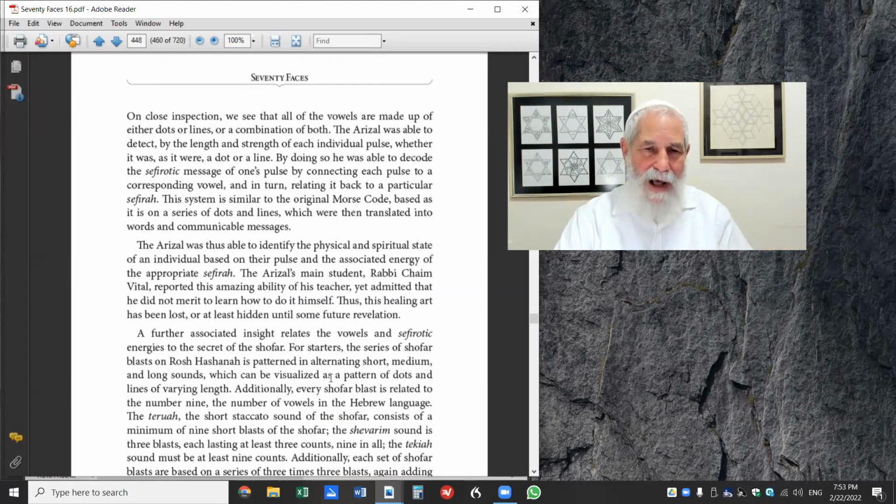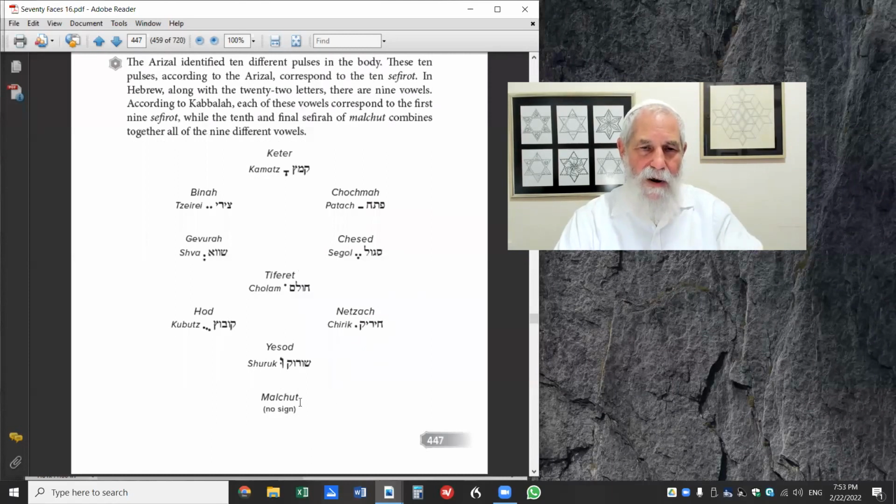So here are the 9. Malchut has no sign here, but it's really that all of the vowels combine into Malchut. And we actually started learning about him on Sunday. Avraham Abulafia, one of the greatest Kabbalists, used the vowels in his different meditations. He really concentrated on them and gave them deep meaning and form.